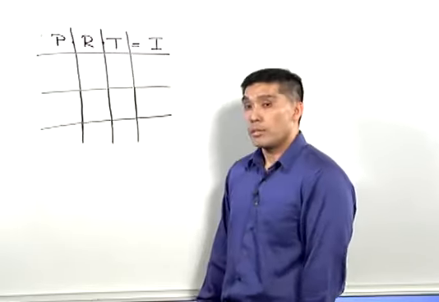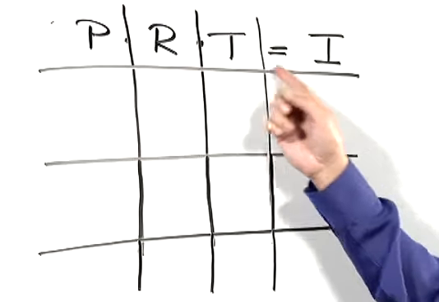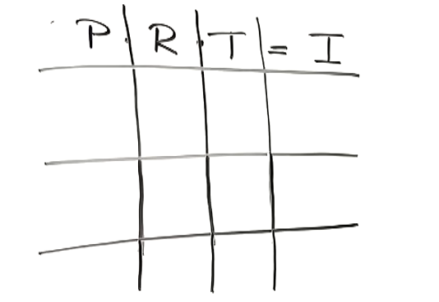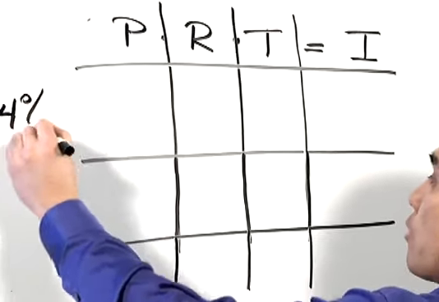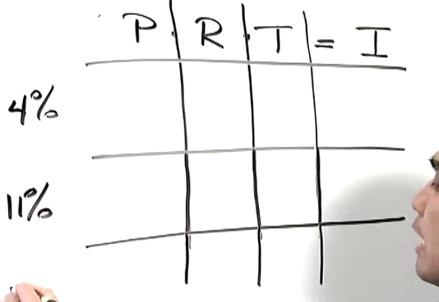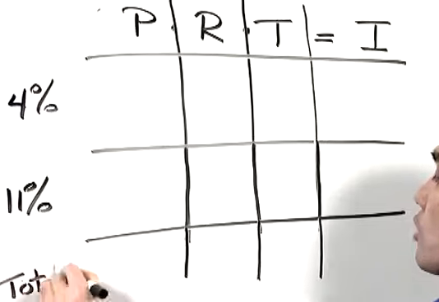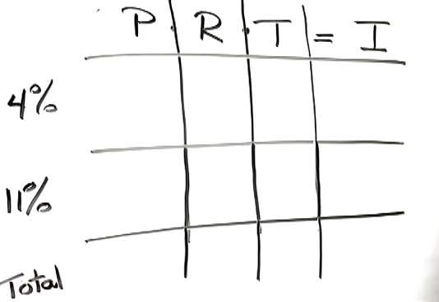I've set up a table that we use to solve these problems. Principal times rate times time equals interest. Let's construct this table. The first account made 4%, the second account made 11%, and the bottom column we'll call the total. Let's fill in the following boxes to generate the information.